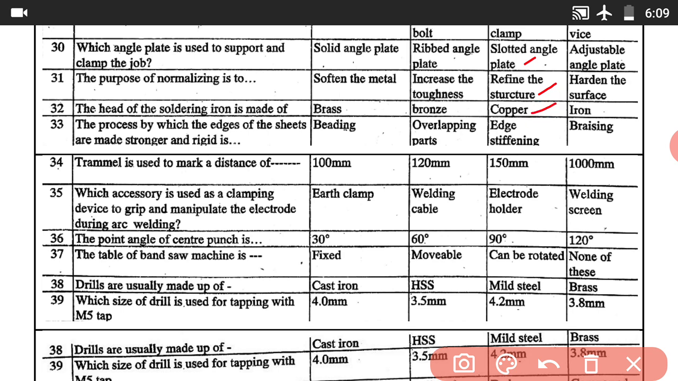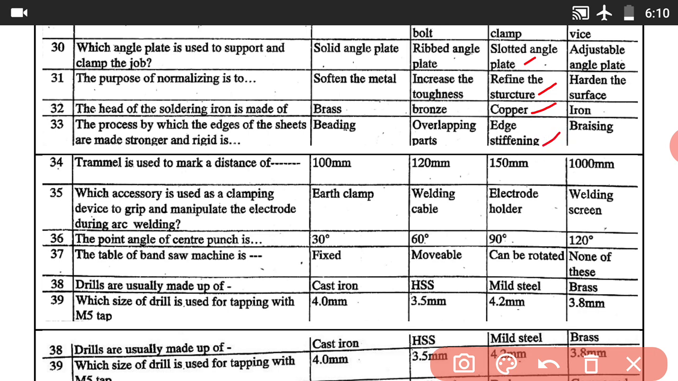Question number 33. The process by which the edges of the sheet are made stronger and rigid is dash. The answer is edge stiffening. Option C is the correct answer, edge stiffening.